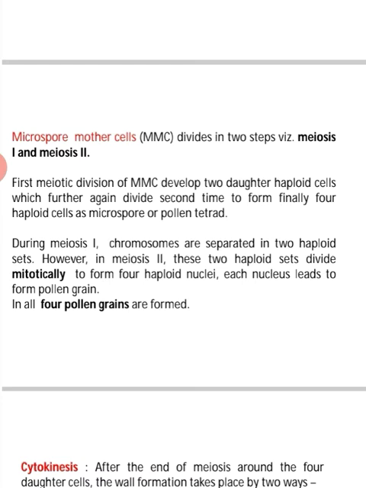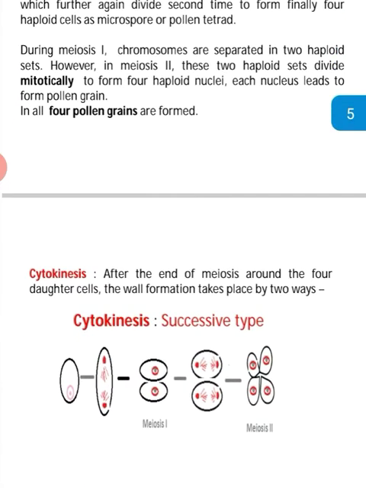During meiosis first, chromosomes are separated in two haploid sets. However, in meiosis second, these two haploid sets divide mitotically to form four haploid nuclei. Each nucleus leads to form a pollen grain. In all, four pollen grains are formed.